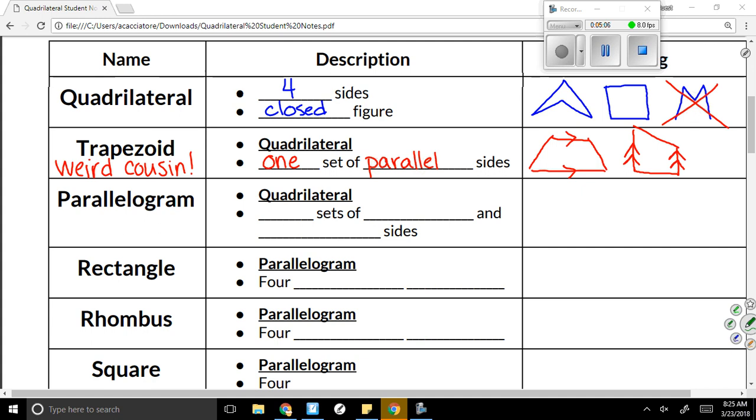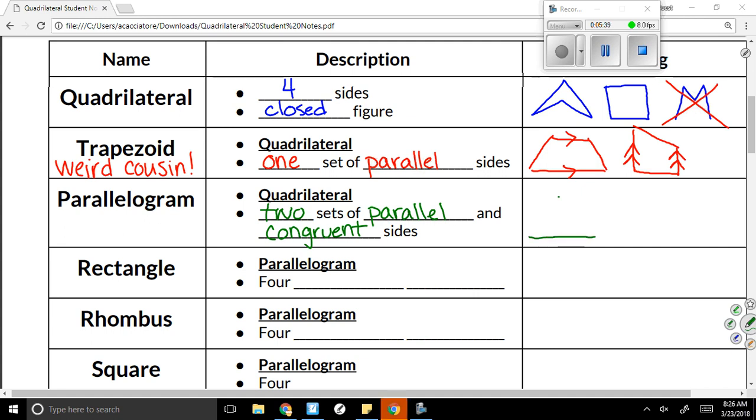My next shape that I'm going to talk about is the parallelogram. A parallelogram is also a quadrilateral, but unlike the trapezoid, and this is why that trapezoid is the weird cousin, it has two sets of parallel and congruent sides. So a lot of times I like to talk about this parallelogram almost like one of those pink pearl erasers. That's what that shape makes me think of.